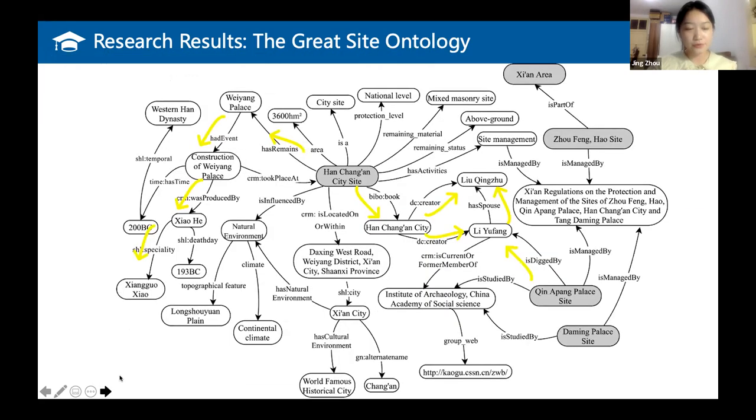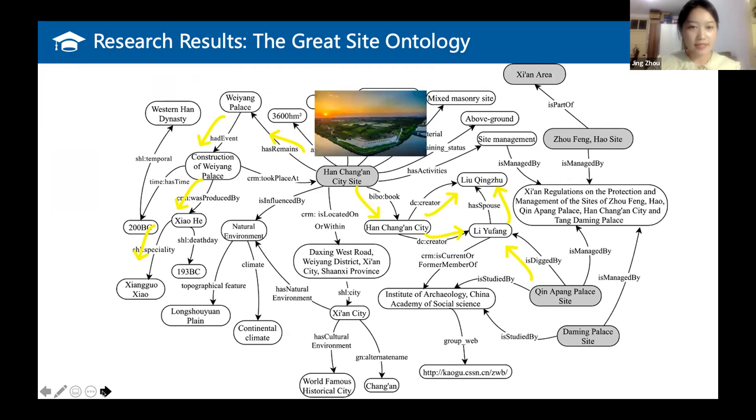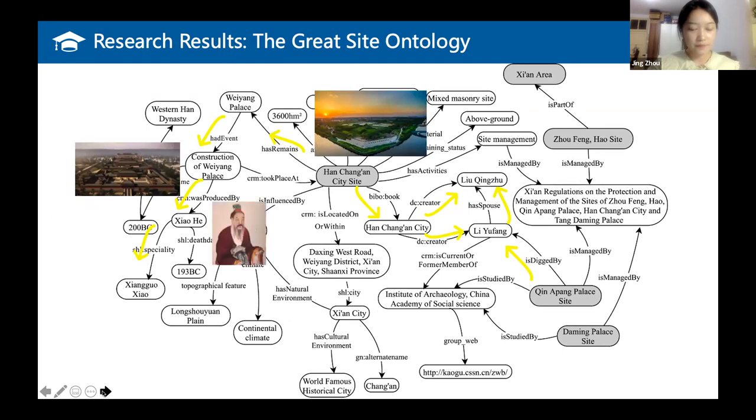At last, I use this ontology to describe the Han Chang'an city site in Xi'an area. We can start from the Han Chang'an city site, and it has remains named Weiyang Palace, and it has an event named the construction of Weiyang Palace. It was produced by Xiao He, who has a specialty, Xianguo Xiao, who is a famous character in ancient Chinese history. And please look at the right.